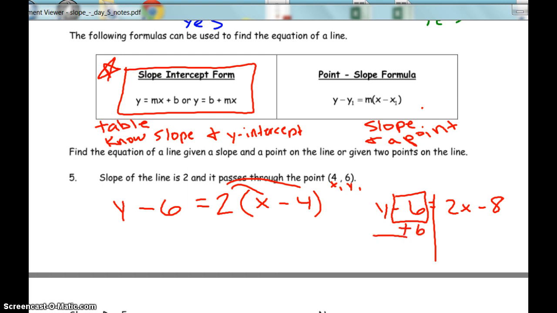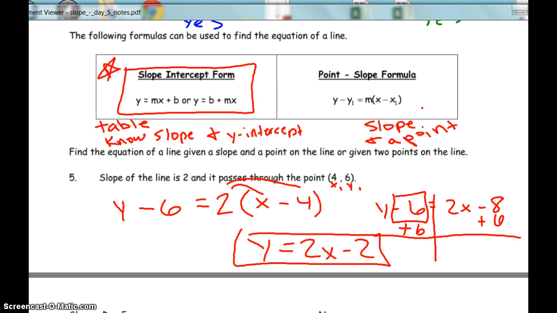When I add 6 to both sides, I have to find a like term. I cannot add 6 to the 2x, so I'm going to add it to the negative 8. And we'll get y equals 2x minus 2. And now we have it back in the form that we like really well.